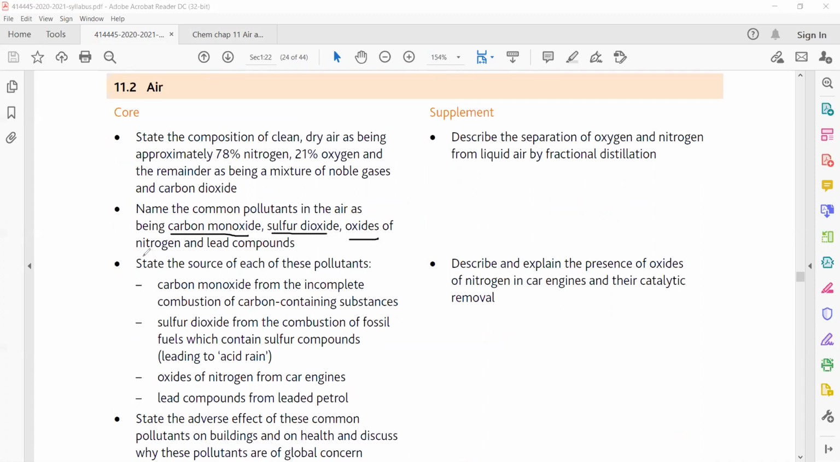Oxides of nitrogen come from the car engine, where oxygen and nitrogen react at high temperature. That can also cause acid rain as well as photochemical smog. And lead compounds. Lead compound is not originally present in the fuel, it is added to make the fuel less volatile, and it is released and can damage the nervous system.